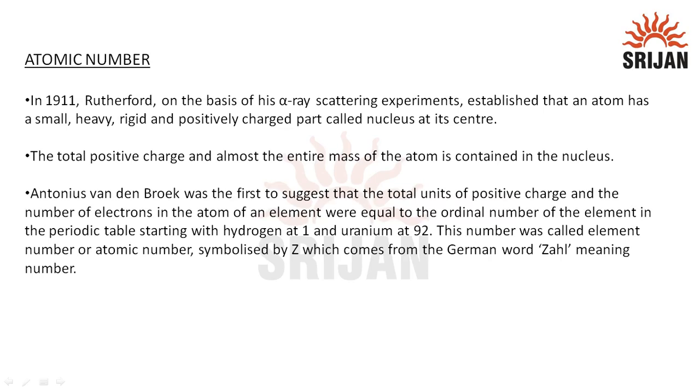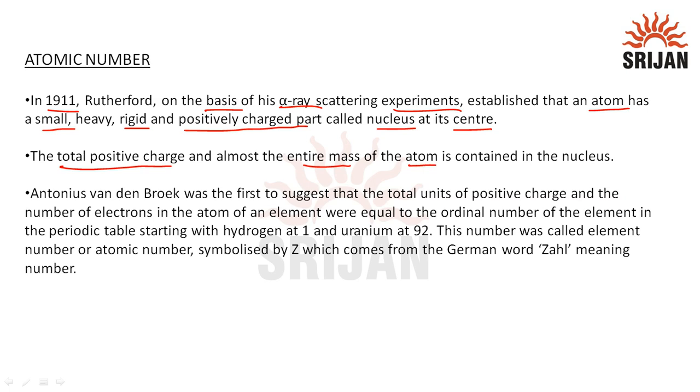Atomic number. In 1911, Rutherford, a scientist, on the basis of his alpha ray scattering experiments, established that an atom has a small, heavy, rigid, and positively charged part that is known as the nucleus at its center. So the total positive charge and almost the entire mass of the atom is contained in that nucleus.